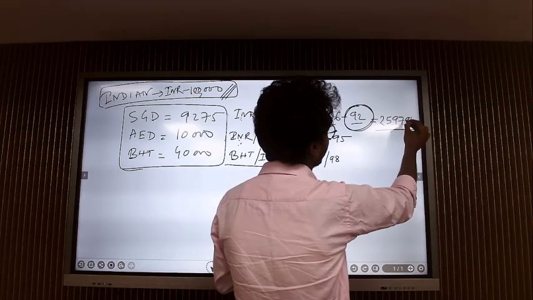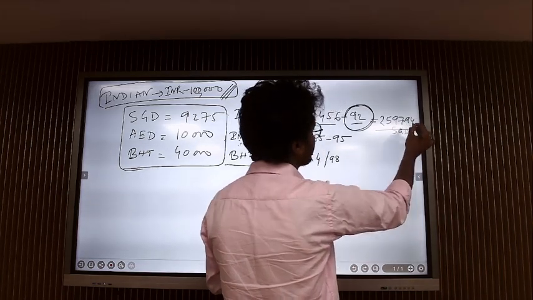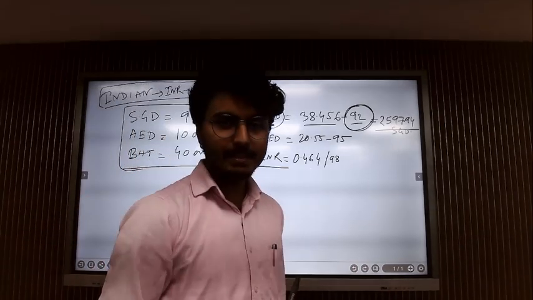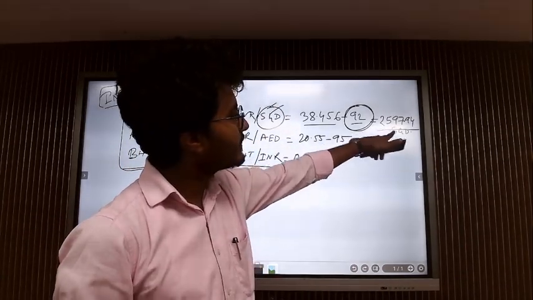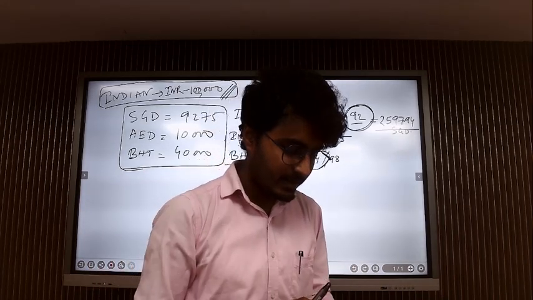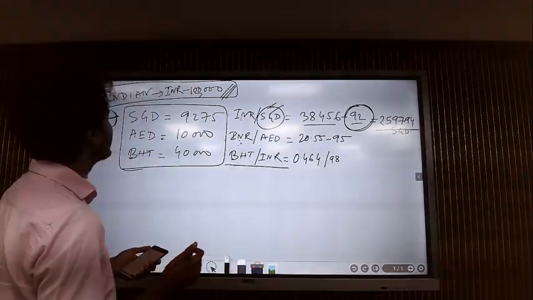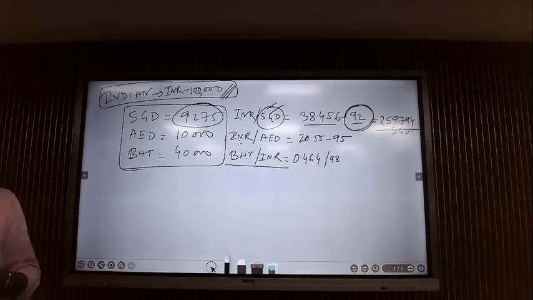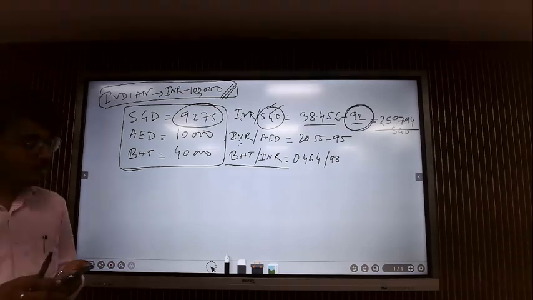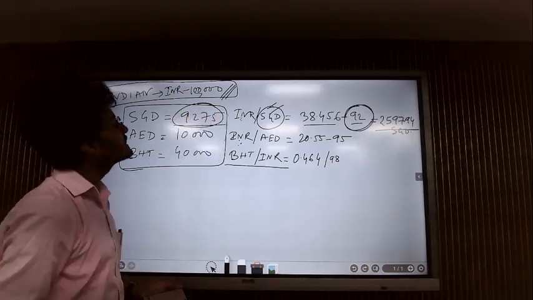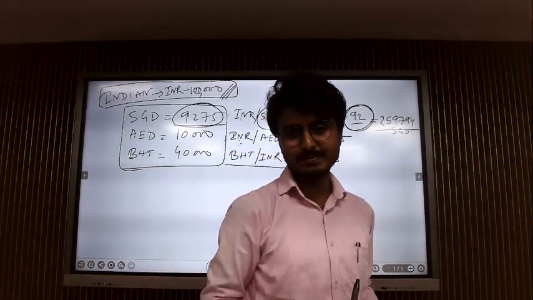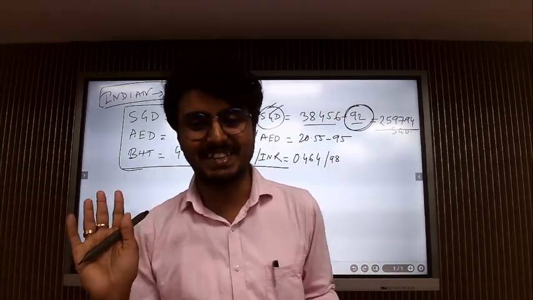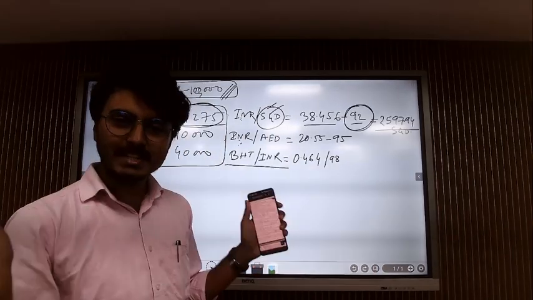that comes 2597.94 SGD. So the value of 1 lakh Indian rupee is 2597 Singapore dollars. What is the Singapore trip cost? The Singapore trip cost is 9,275. So he can't afford. So the trip is rejected. The plan for the trip is rejected.